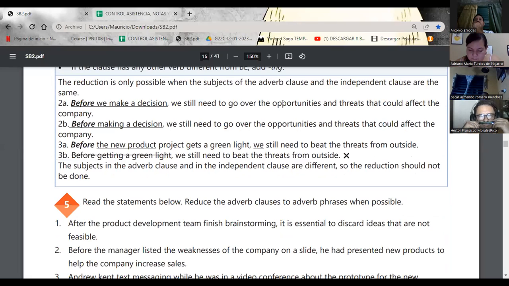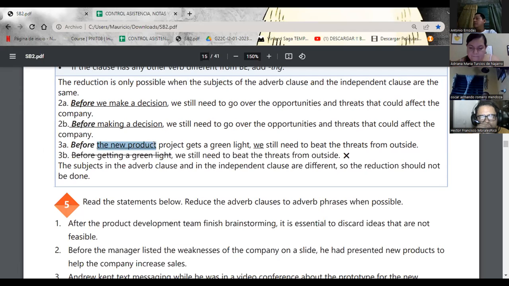And we have more examples here, but look, the reduction is only possible when the subjects of the adverb clause and the independent clause are the same. I told you, if the subjects are different, the reduction is not possible. Before we make a decision, we still need to go over the opportunities and threats that could affect the company. Or before making a decision, we still need to go over the opportunities and threats that could affect the company. And look at this one. This one is not possible because we have different subjects.